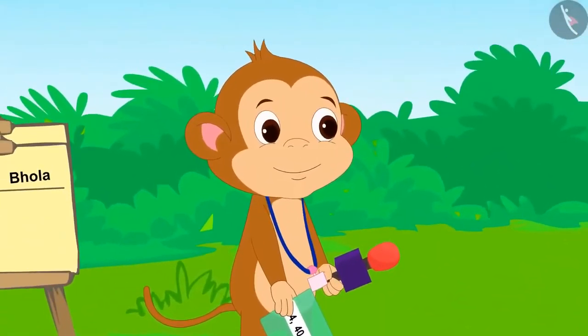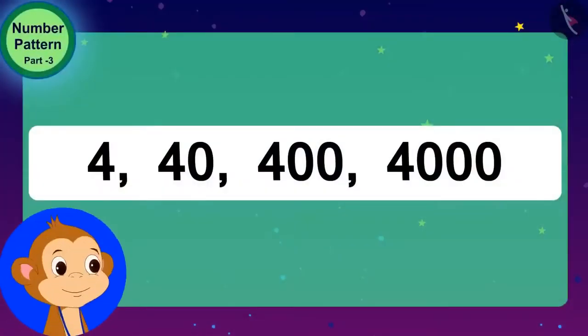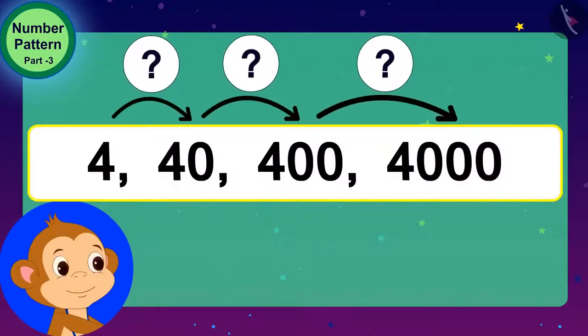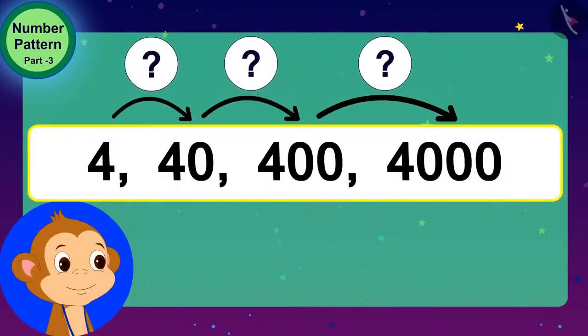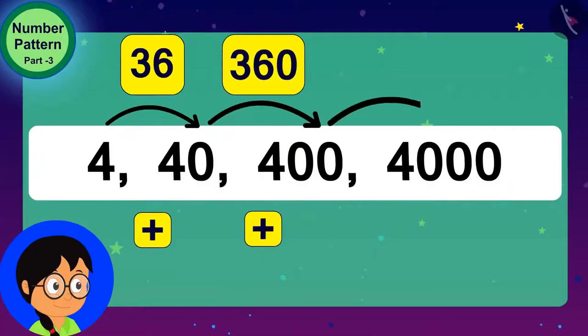Now, Babban showed the contestants the second number pattern. Babban said, "You have to find the rule of this number pattern. Whoever finds it first will get 10 points." Meenu tried to use the addition process.